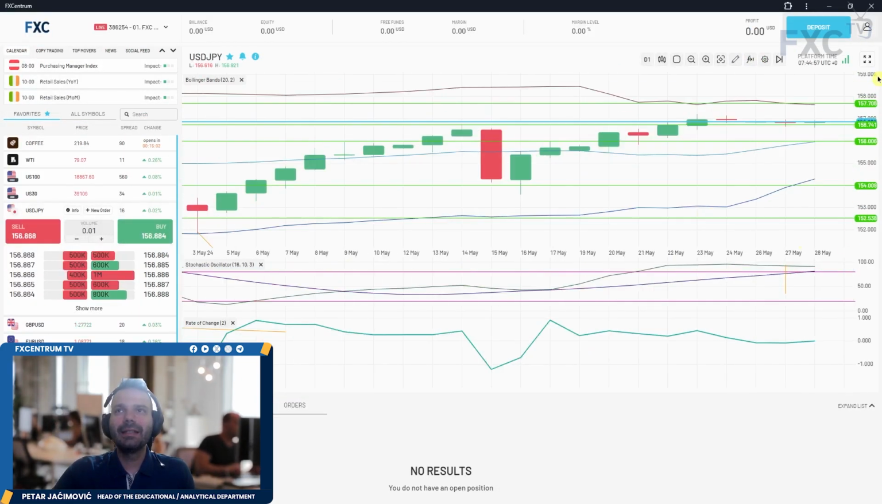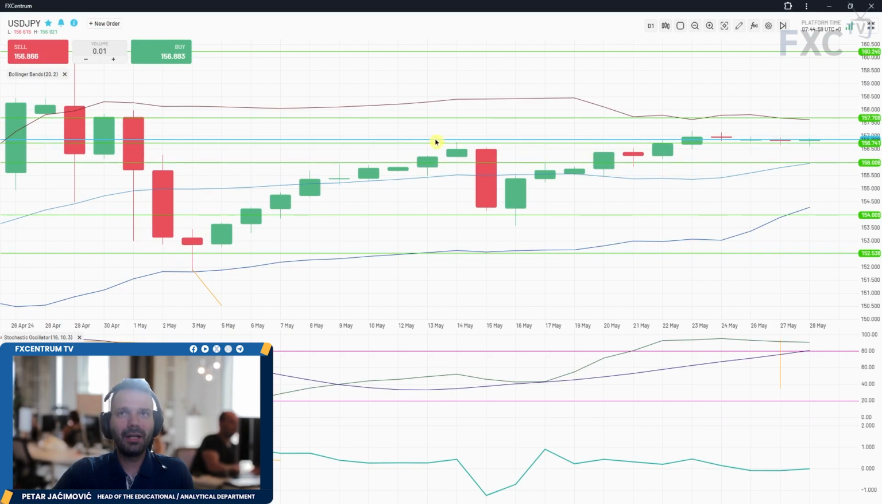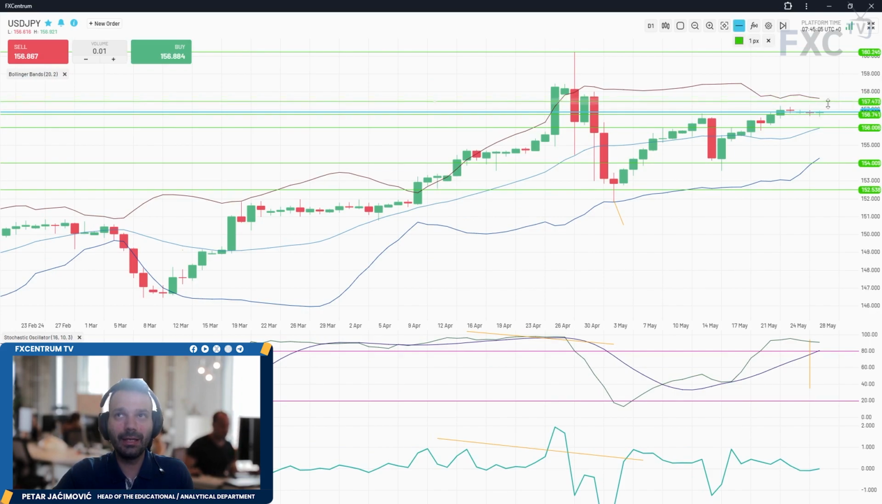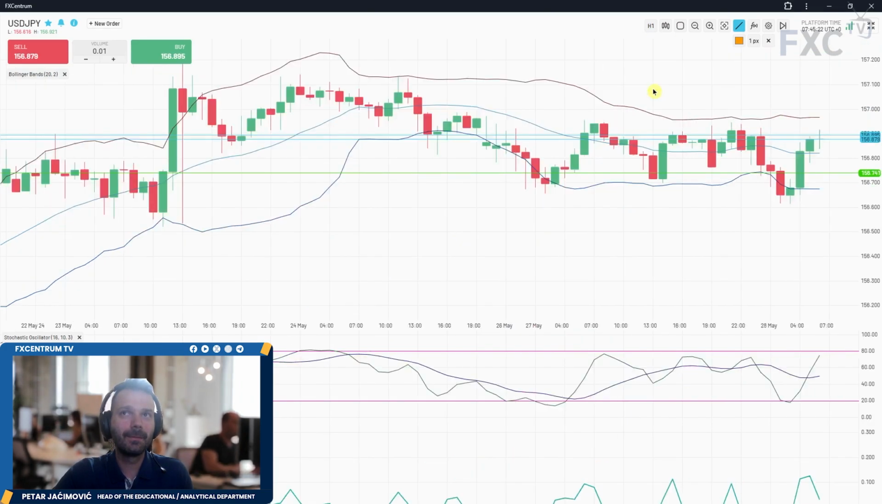Now we have USD/JPY, so the market is holding above 158.75, and we still didn't test the upper Bollinger Band, which is now at 157.50. We can see the contraction of Bollinger Bands in the daily time frame, and it's interesting that the fast line is correcting, but this correction looks like a pretty shallow correction, and it seems like there is a chance for higher prices after we complete this correction.